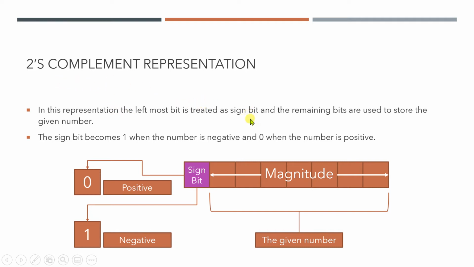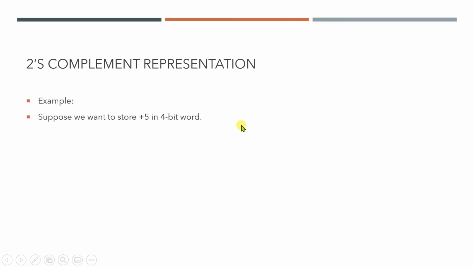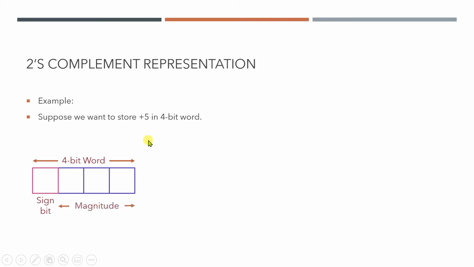Now let us see what is the difference between all those things while we represent some examples. So let's take an example, plus 5. I want to store plus 5 in a 4-bit word. If you compare this with your other two representations, for positive numbers there will be no difference. Suppose a 4-bit word is given, the first bit represents the sign bit and the remaining bits represent the magnitude, and you want to store 5, the positive 5, in this particular place.